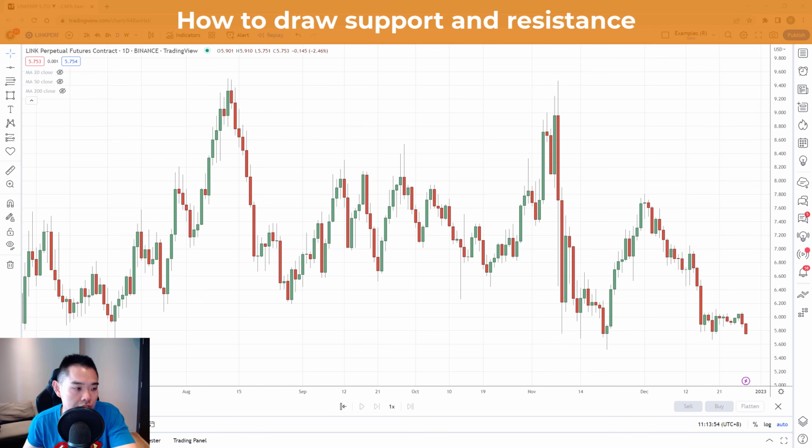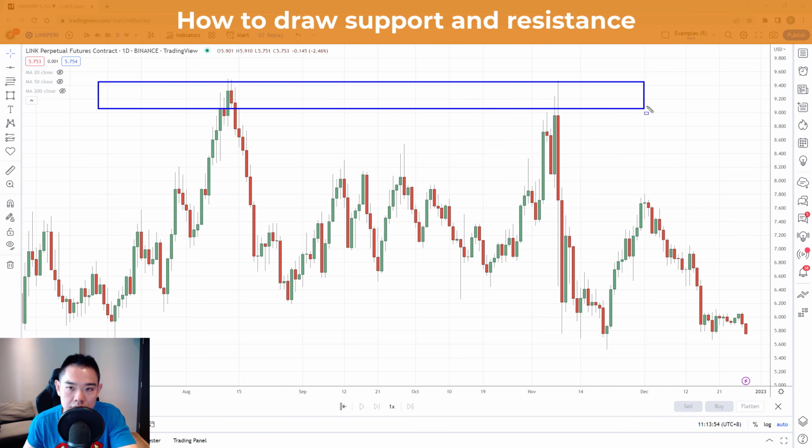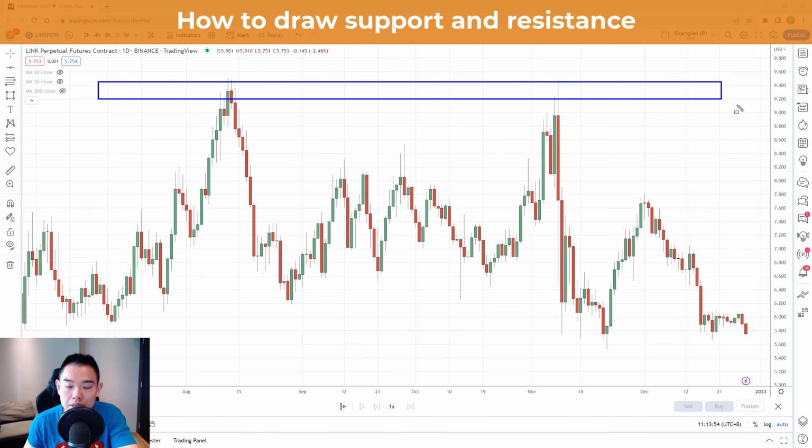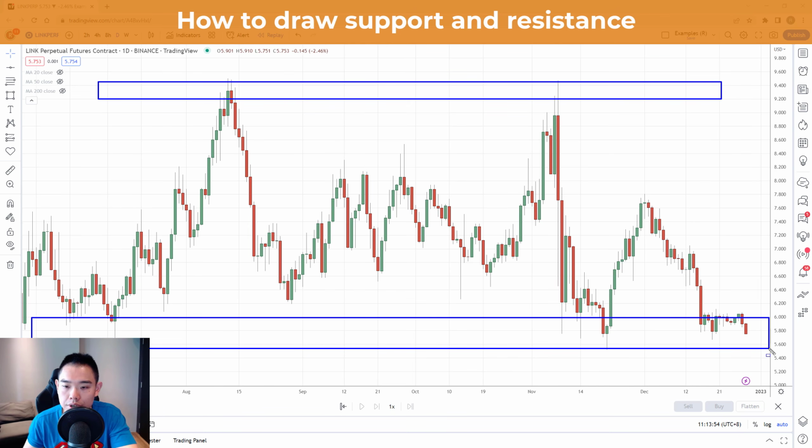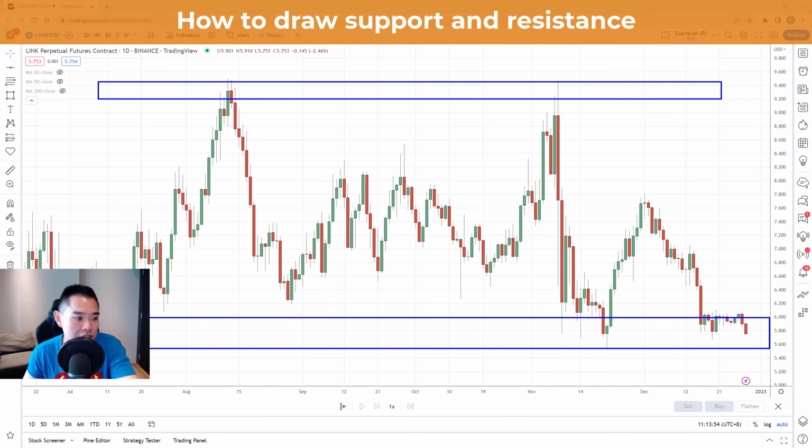So in this case, I recommend using a rectangle tool so you can better identify your support and resistance. And of course, if you want to use lines like me, it's your choice as well. So this would be my area of resistance, and the area of support would be somewhere about here. Okay, you can see, try to get as many touches as possible.